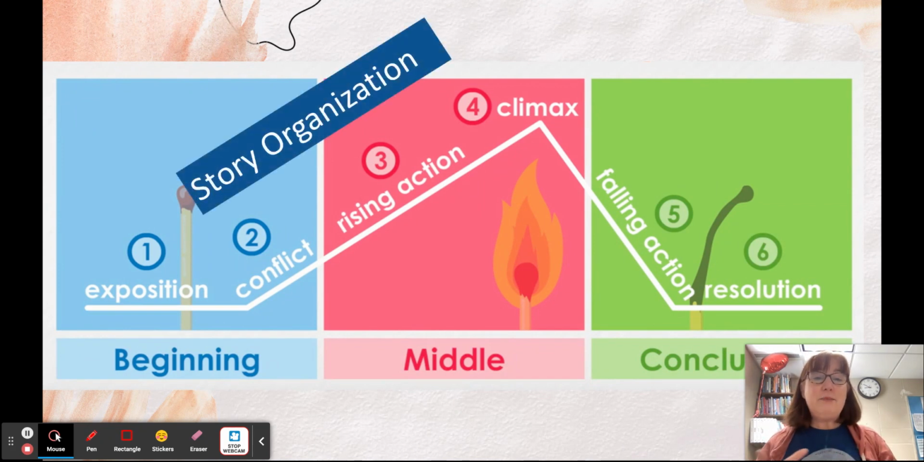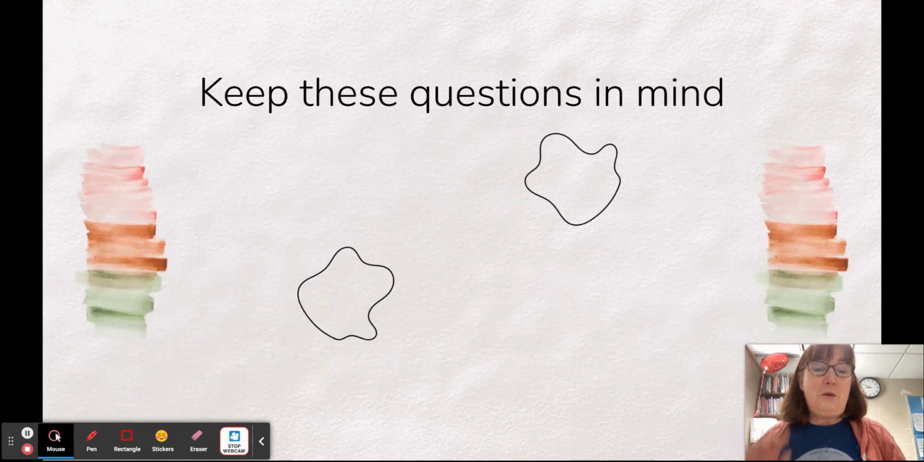Remember that we talked about these parts of the plot diagram: the exposition, where we're setting the scene; the conflict, where there's a problem; rising action; the climax, the most important or suspenseful part; the falling action; and then the resolution. So, with this story, our purpose is to look at setting and characters.